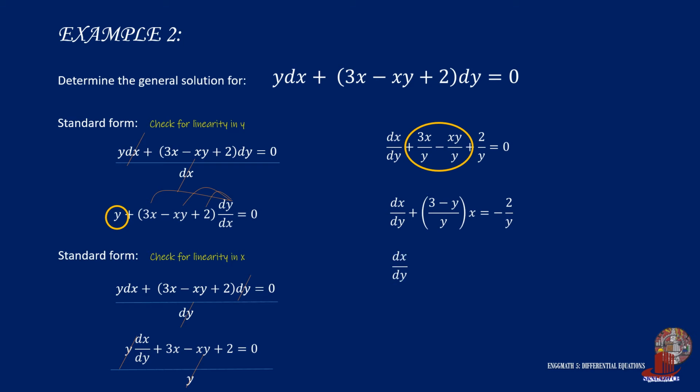Then simplify further y all over y as 1 to get dx all over dy plus the quantity of 3 all over y minus 1, everything multiplied with x, is equal to negative 2 all over y, where we have the quantity 3 all over y minus 1 as p and negative 2 all over y as q. Take note that p and q are in terms of y.